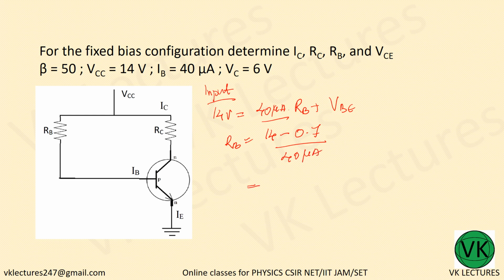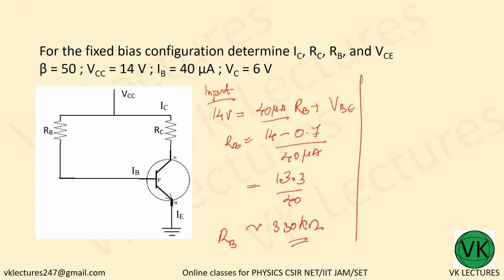So what is that value? 13.3 divided by 40. Am I right? You can divide and the value is around 330 kilo ohm. So RB value we got.